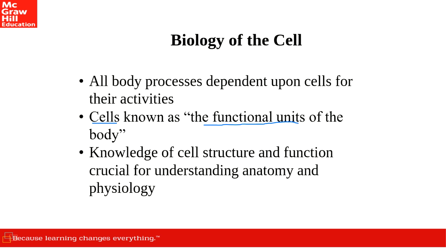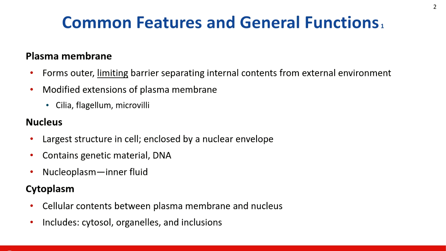So we're going to start off by talking about the three common features, or the big three, as I like to call them, components of a cell. We have the plasma membrane, the nucleus, and the cytoplasm. We're going to start off on this slide by talking about the plasma membrane, but when I get into the detailed aspects of the cell, I'm going to start off by talking about the cytoplasm, and then we'll spend a lot of time talking about the plasma membrane, and then I'm going to finish up with the nucleus.